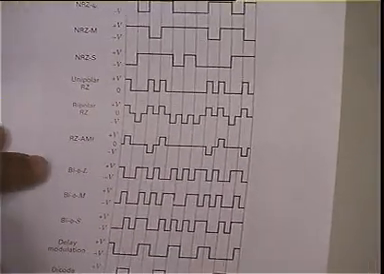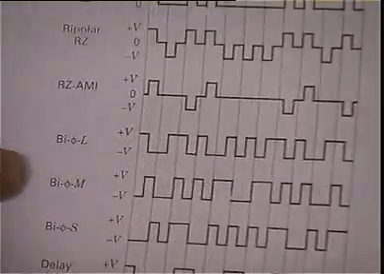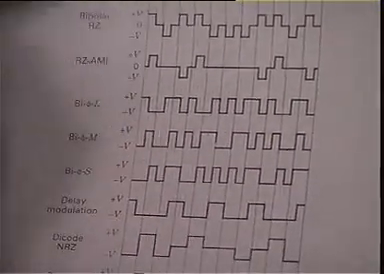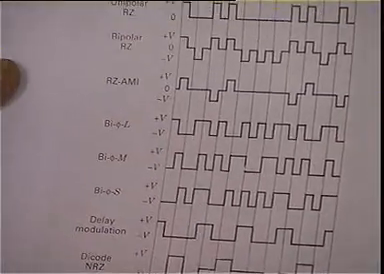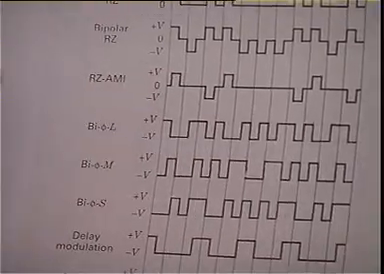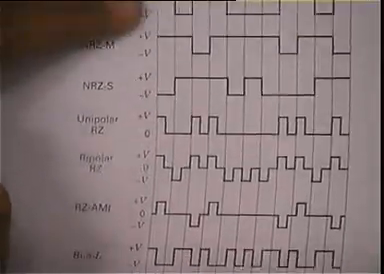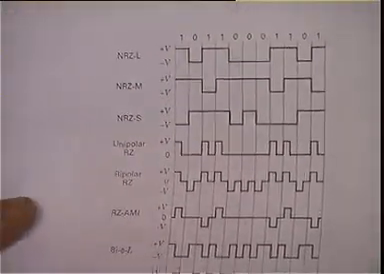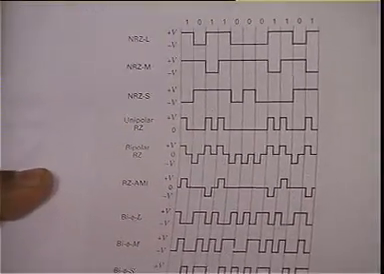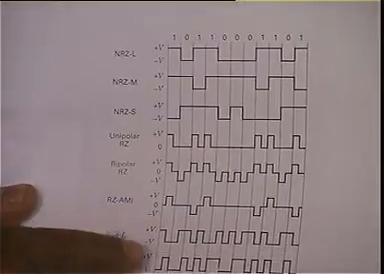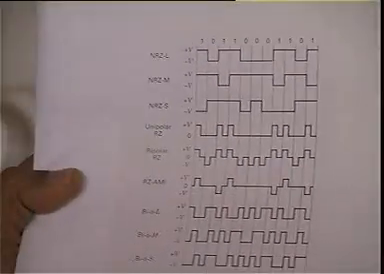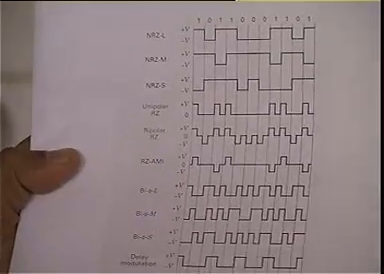Now this is biphase L, biphase M, biphase S. Again, L, M and S have the usual meaning that I explained to you in talk 1. Now in biphase L, a 1 occupies the first half of the bit period, and a 0 occupies the second half of the bit period. That's how I signal the biphase L.